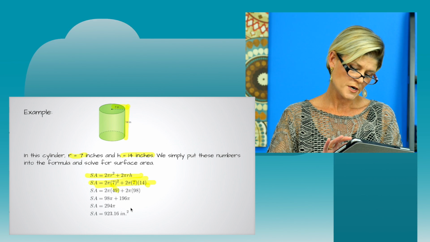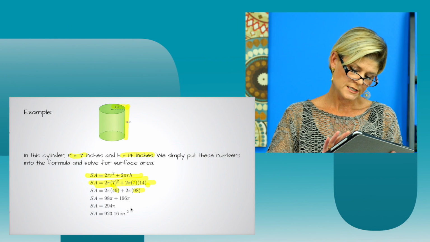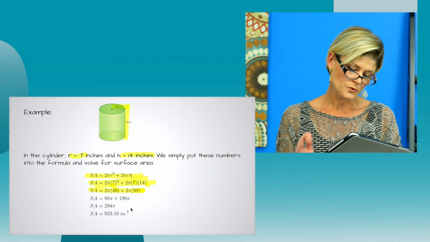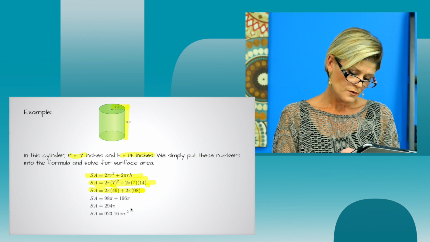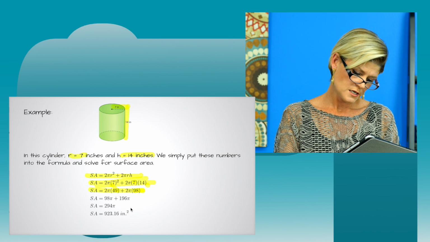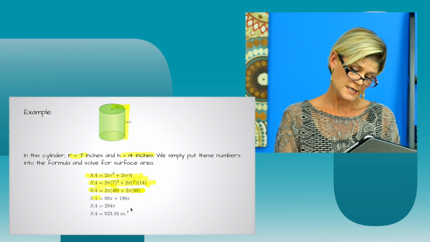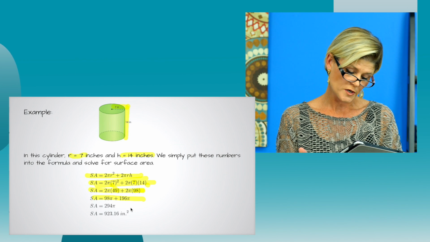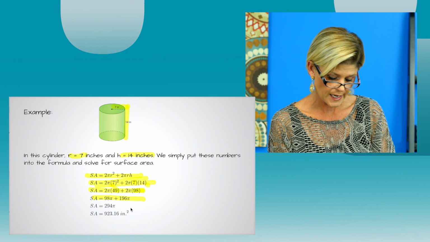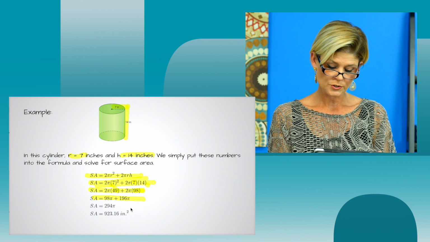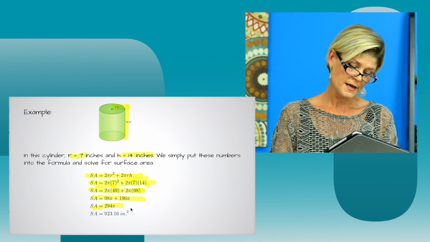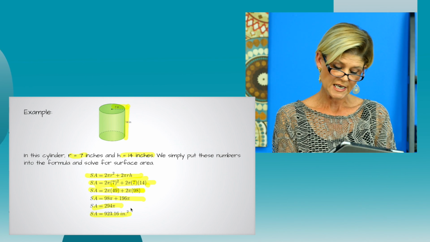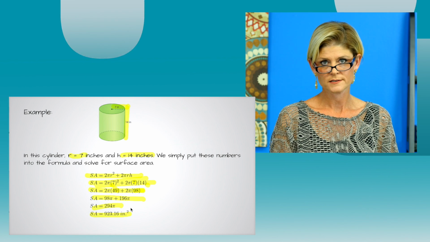7 squared is 49. 7 times 14 is 98, so we get surface area equals 2 pi times 49 plus 2 pi times 98, which once we do 2 times 49, we get 98, and 2 times 98 is 196. So we have 98 pi plus 196 pi, so the surface area is then 294 pi. And when we multiply it by pi, we find that the surface area is 923.16 square inches.